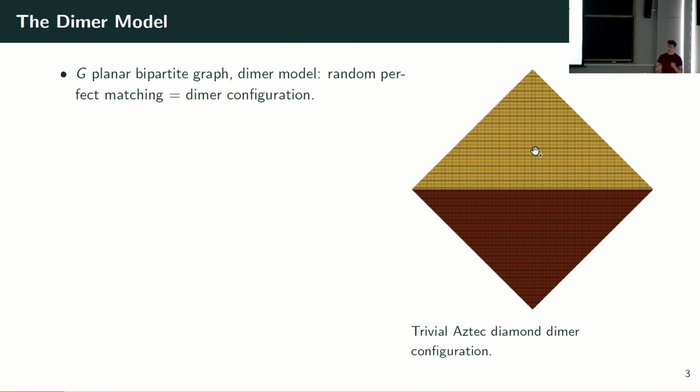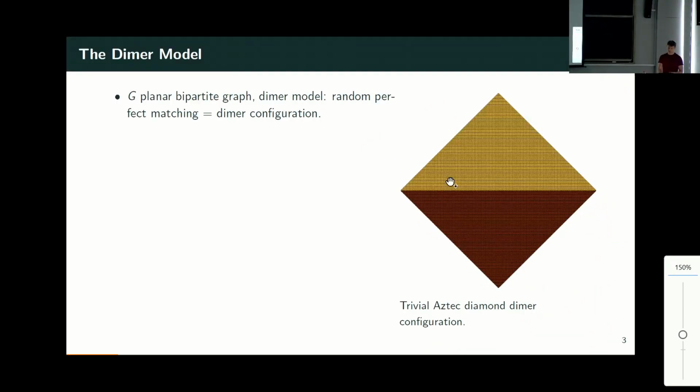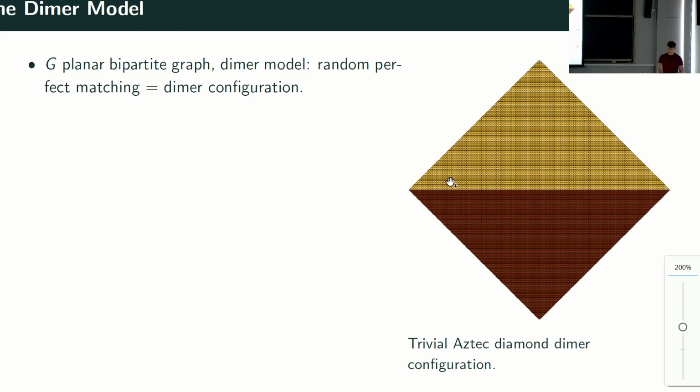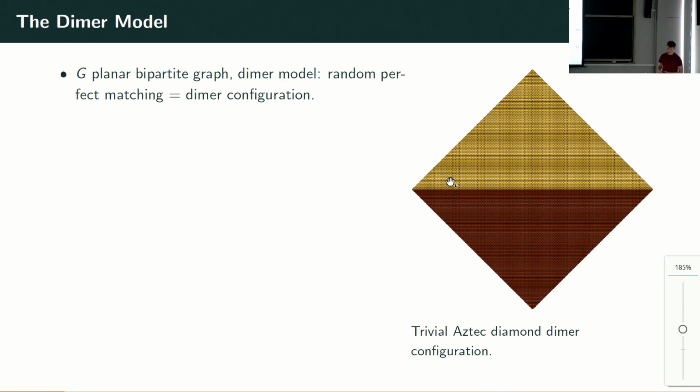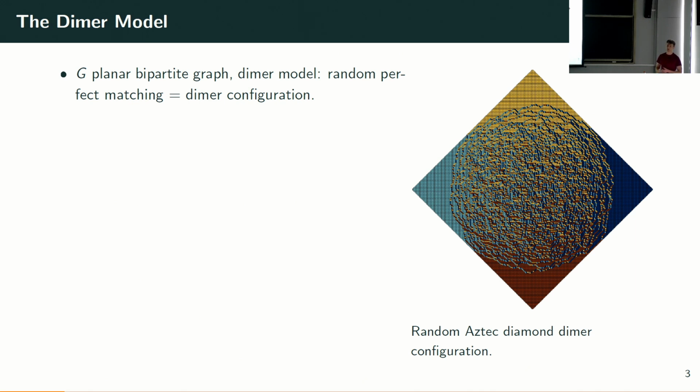If you look at the dual picture to that, and we will actually just be working with the square grid, what this looks like is something like this. So it's a domino tiling of a domain like this. This is one example of a dimer configuration, but what we want to do is take a random one. If you take a random one, your picture is going to look like this.